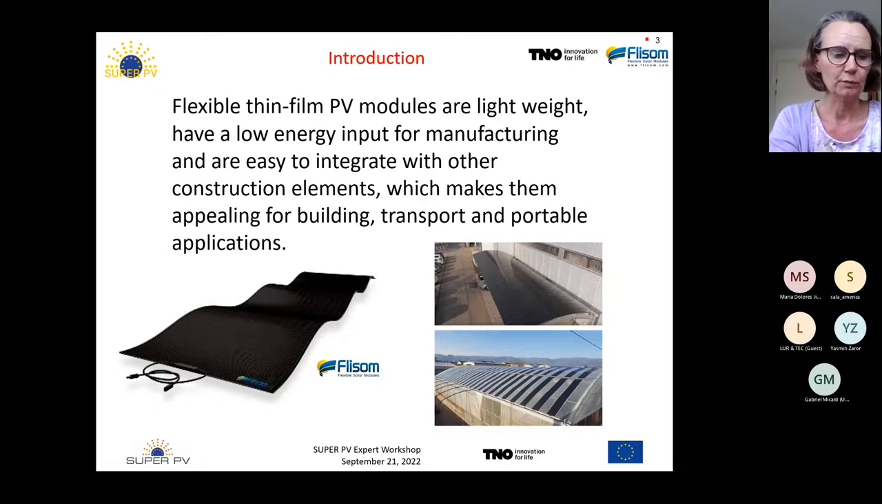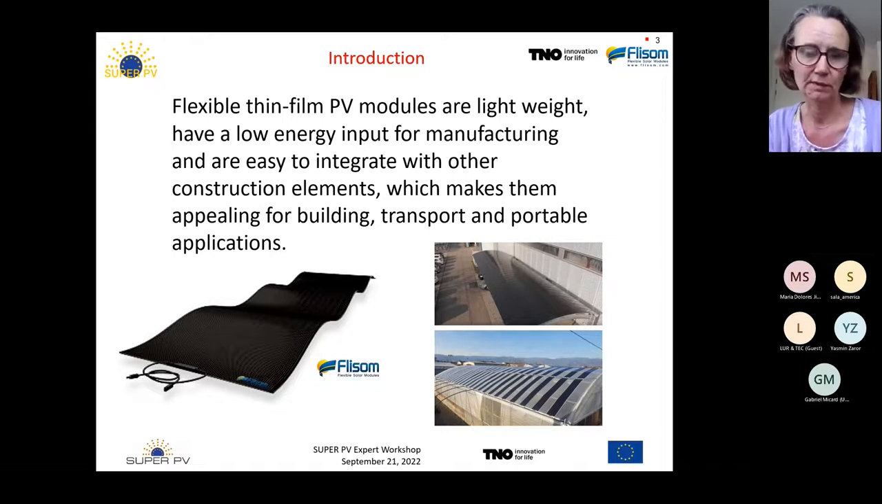This work has been performed on flexible thin film PV modules. They are lightweight, have a low energy input for manufacturing, and are easy to integrate with other construction elements, which makes them appealing for building, transport, and portable applications. And in the pictures, we see examples of the flexible Vliesom modules in different applications. This thin film material used here is called CIGS, copper indium gallium selenide.